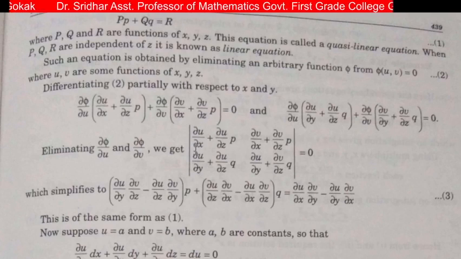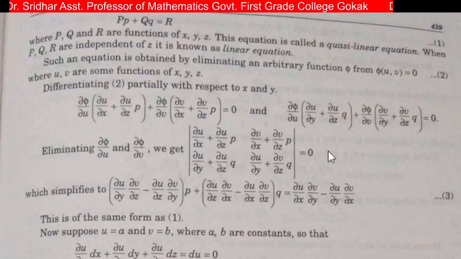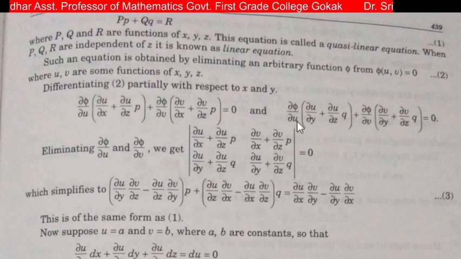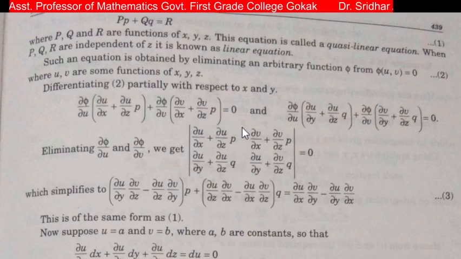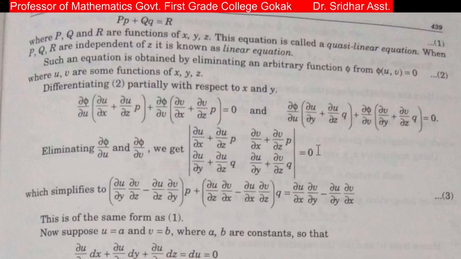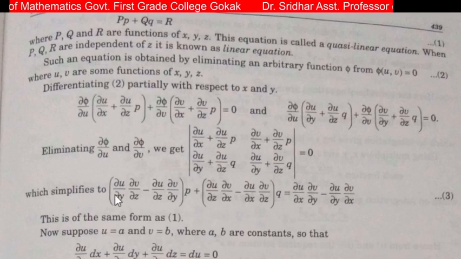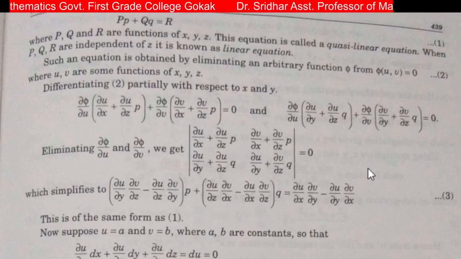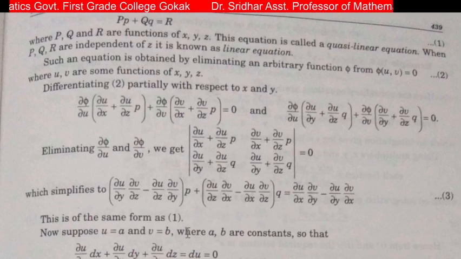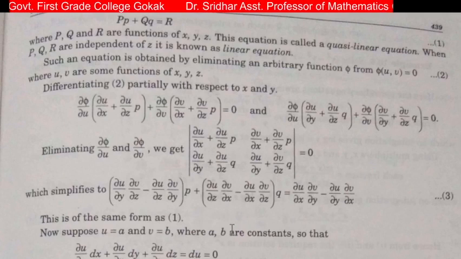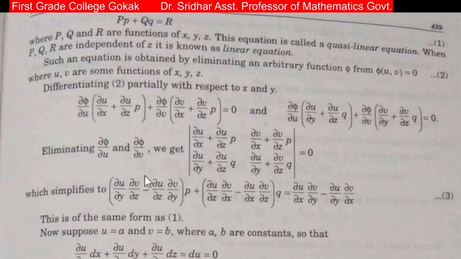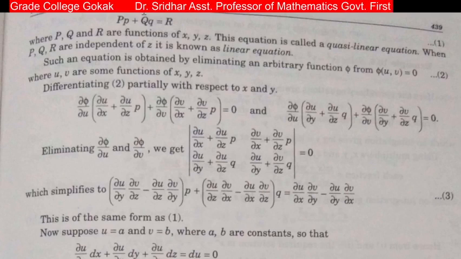In the determinant, the first row has the coefficients of dou phi by dou u and dou phi by dou v, and the second row also has the coefficients of dou phi by dou u and dou phi by dou v. We write those two, and this is equal to 0. Next, expand this determinant and we get this term. Now compare this term with equation 1, both are one and the same.